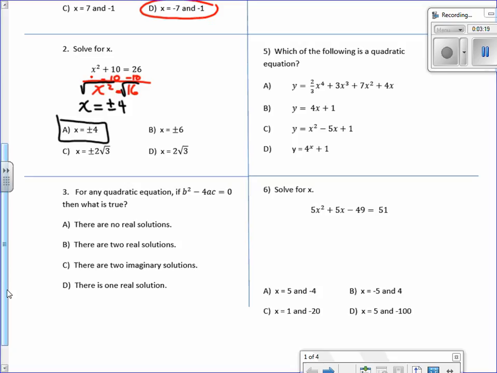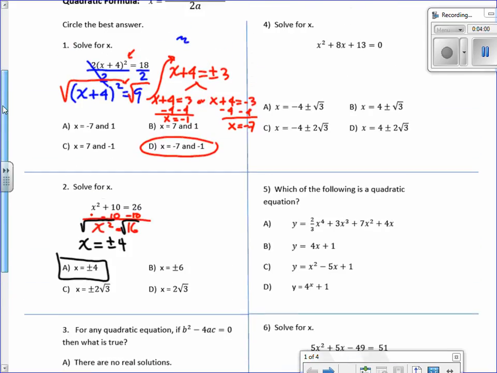All right, number 3. It says for any quadratic equation of b² - 4ac = 0, then what is true? Now remember, we had 3 different scenarios. b² - 4ac could equal a number that is greater than 0, which means it's positive. It can be less than 0, which means it would be a negative number, or it can be exactly equal to 0. And when it equals exactly 0, that means there's one real solution. We've had a poster on the wall with that. You had a handout on that. You just have to memorize that fact. That was pure memorization.